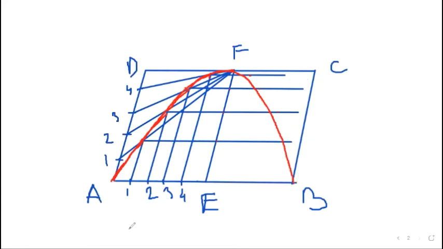And here AE equals EB equals 40, AD equals EF equals BC equals 60, and AB equals 80. So this is the dimension. And angle DAE equals FEB equals 60 degree.